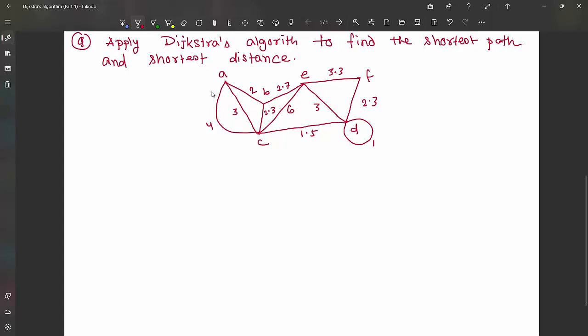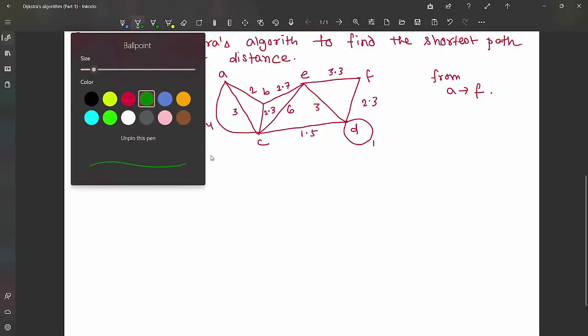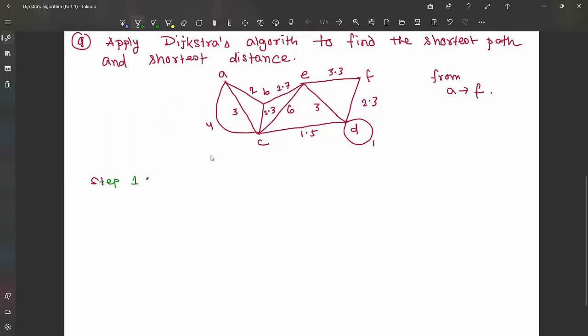Now you have to find the shortest path and shortest distance from A to F. Starting from A, you have to go to F, and from A to F you have to find the shortest distance. Okay. So first of all, from where we start, first what you have to do, if there is any self loop, you can take it as step one: discard all self loops.